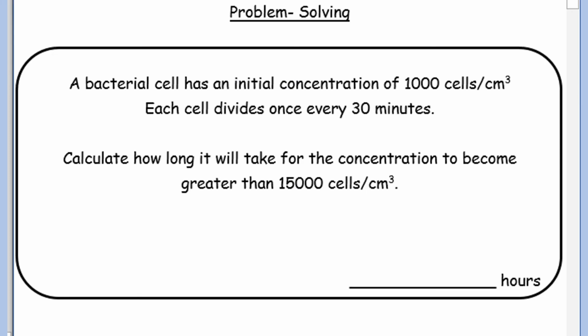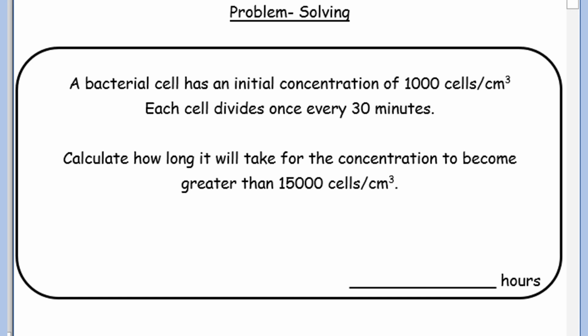Another type of problem-solving question is: a bacterial cell has an initial concentration of 1000 cells per centimeter cubed. Each cell divides once every 30 minutes. Calculate how long it will take for the concentration to become greater than 1500 cells per centimeter cubed. So pause the video and try to work this out yourself before I go over the answer.